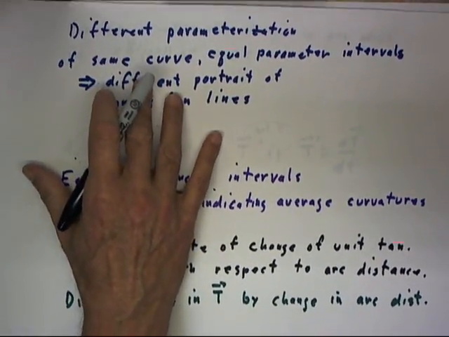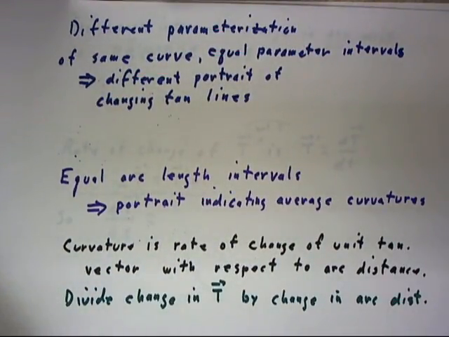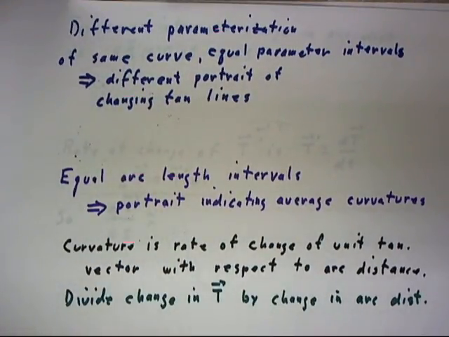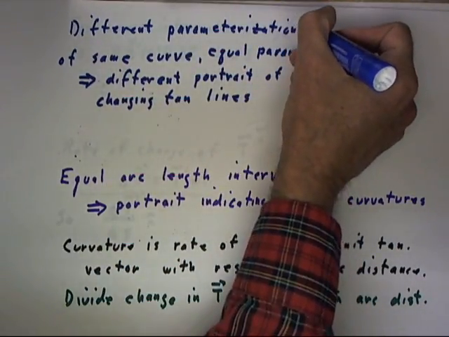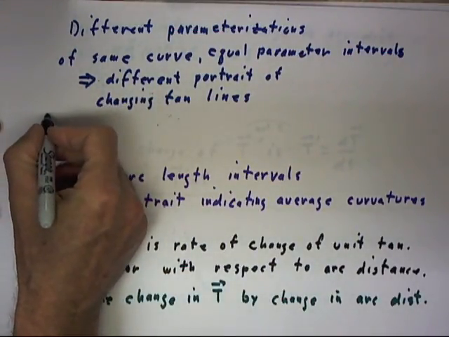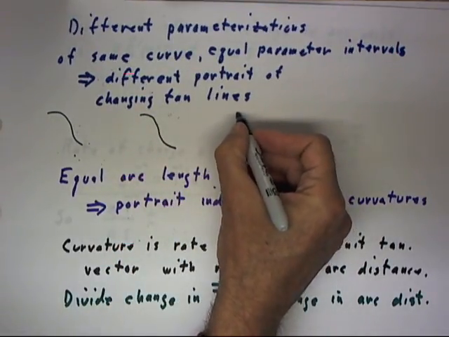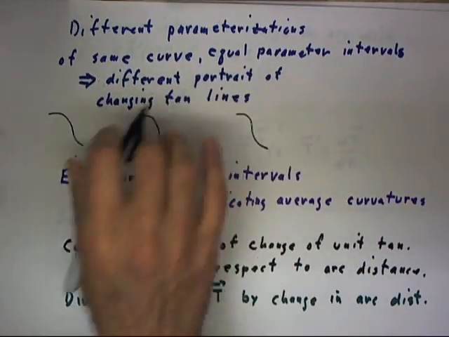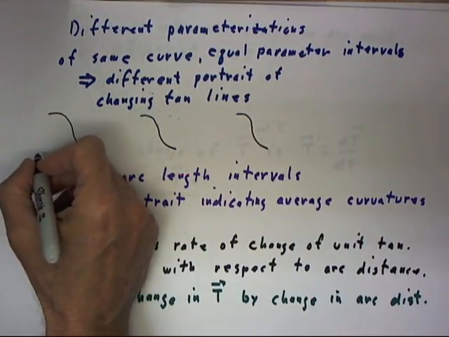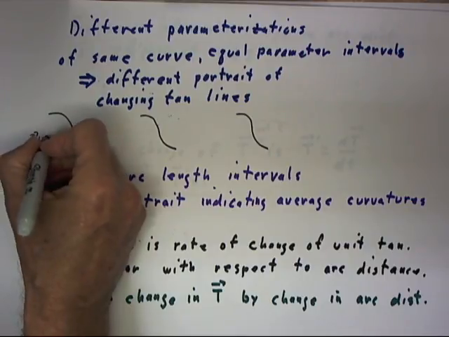Okay, we're going to make a couple of statements. First, different parameterizations of the same curve with equal parameter intervals give us different portraits of our changing tangent lines. So if we have the same curve with three different parameterizations, then for example, this curve would be maybe r of t.